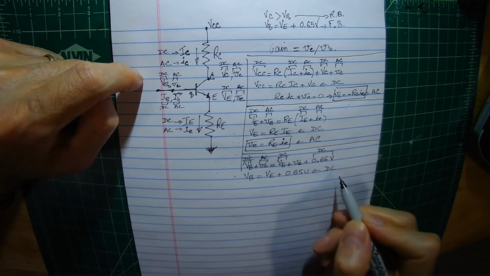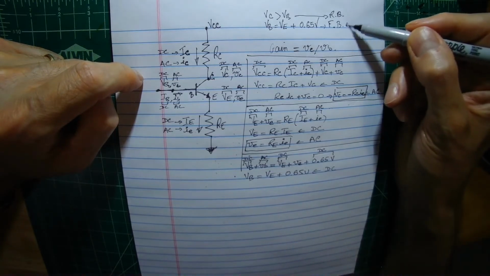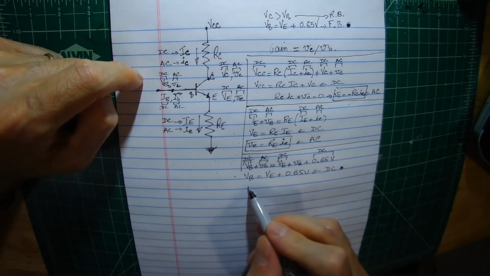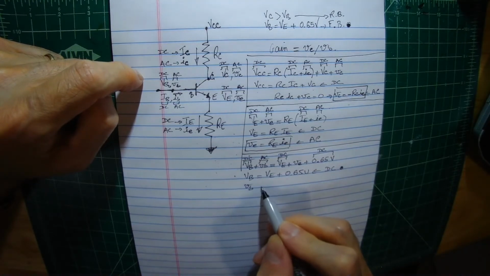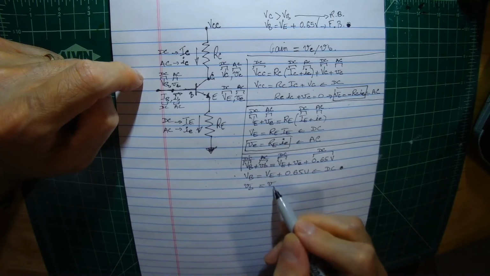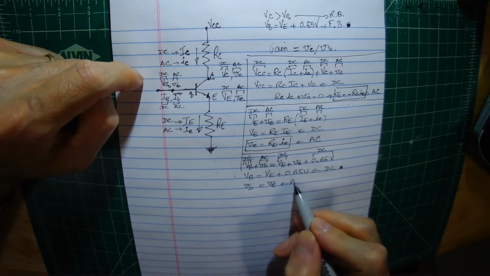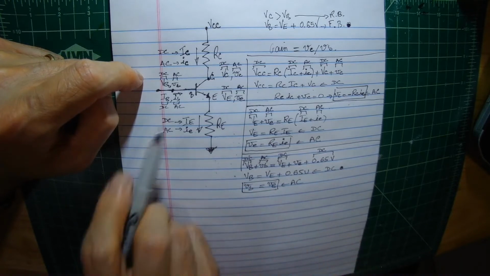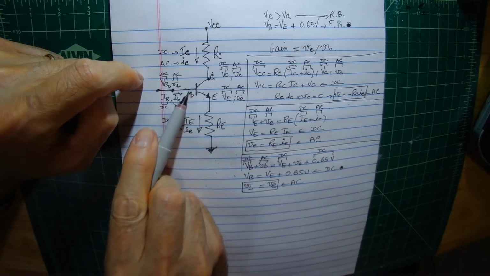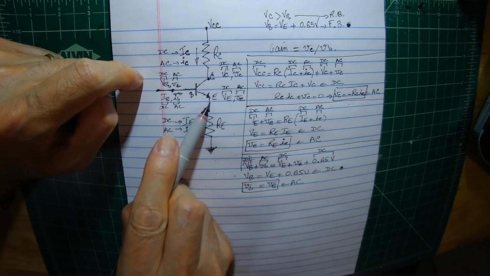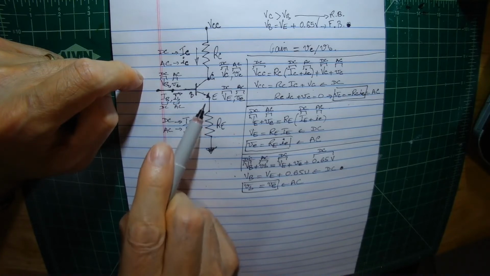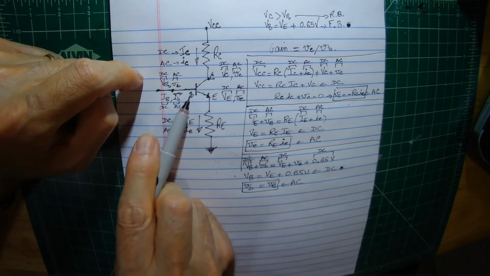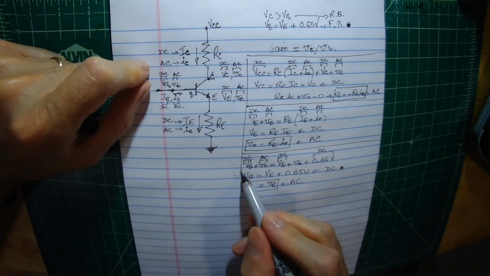This is the DC part, so this is this thing here. Okay, same thing. And the AC part is VB equal VE. So that's very important. The AC part at B is equal to the AC part at E. The AC voltage at the emitter is equal to the AC voltage at the base. That's a very important result.